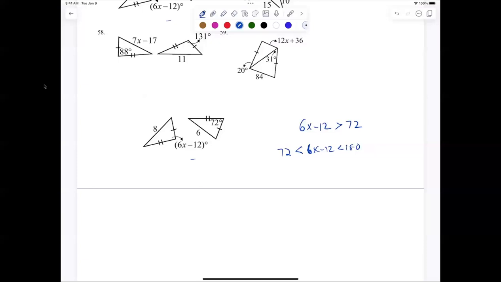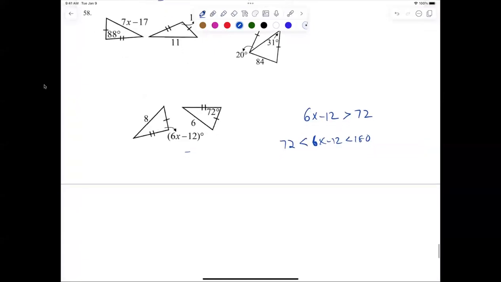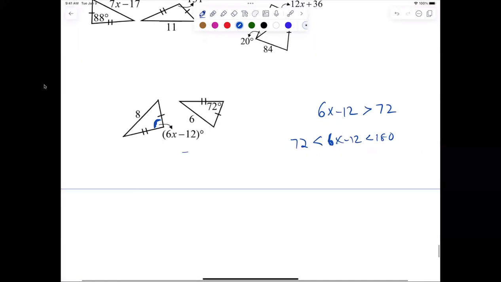Yeah, listen, I appreciate what you're saying. Listen to me carefully now. This angle right here has to be greater than 72. Do you agree? Do you agree with that or not? I'm trying to help you, right? So that has to be greater than 72. Do you agree? So that angle is called 6x minus 12. That's what I think you're making a mistake on.